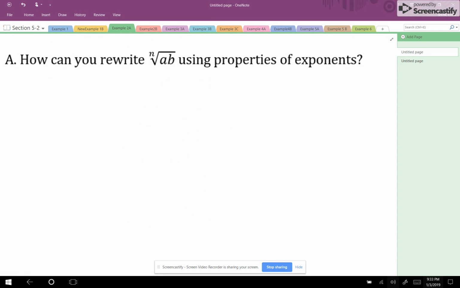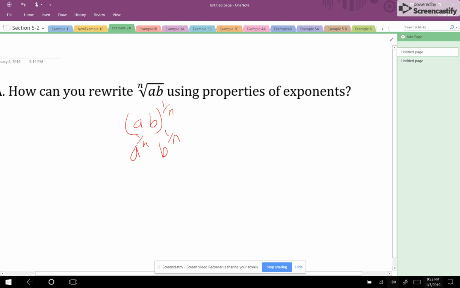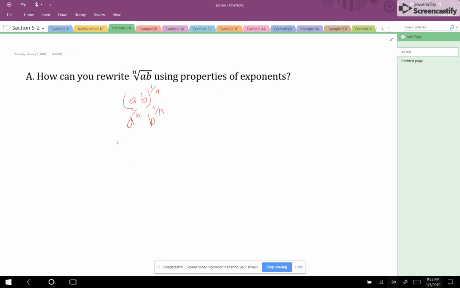Well, we know that we can rewrite this as (ab) to the 1/n, which will then become a to the 1 over n, and b to the 1 over n. I'm sorry I keep writing 2, you guys. It's habit. So then this becomes the nth root of a times the nth root of b.